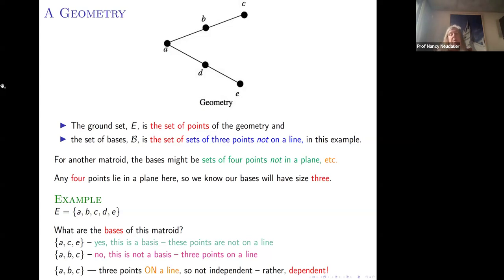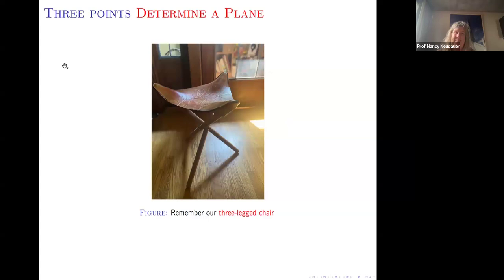So on ABC, we have 3 points on a line. So this is not independent, which means it's dependent. So we have a dependent set there. And so now we can think back to this idea of the chair.